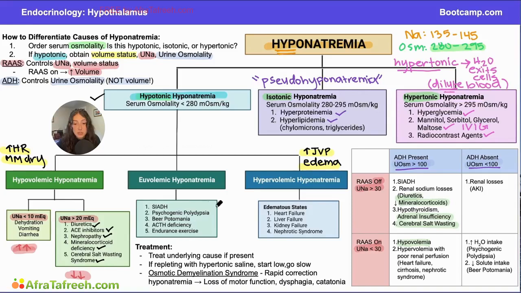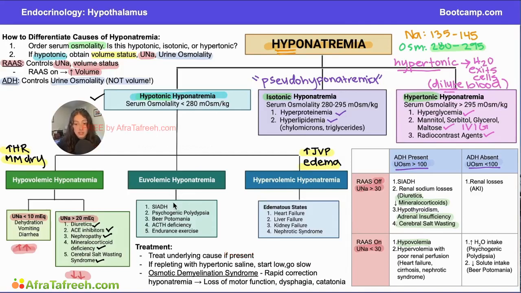Moving on to euvolemic hyponatremia. I think this one is a little bit more tricky. Usually what's happening in this set of pathologies is that we have this RAAS and ADH system kind of balancing each other out. So usually one is off and one is on, not always, but that's usually what's happening, and that's why we have a euvolemic state, because there's a little bit of balance here.